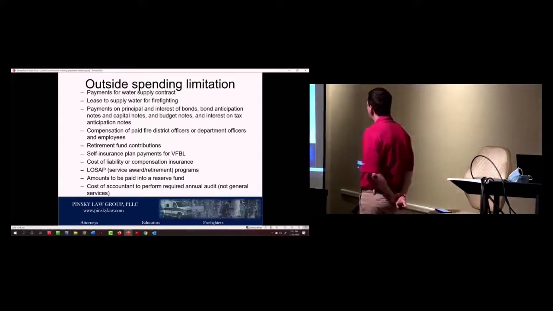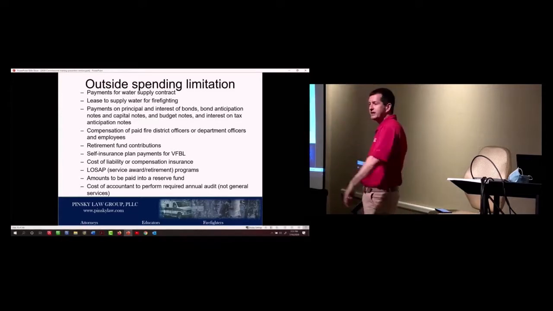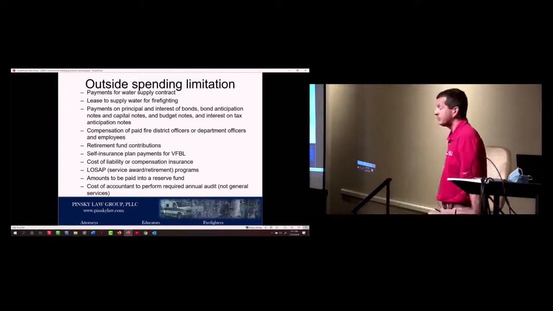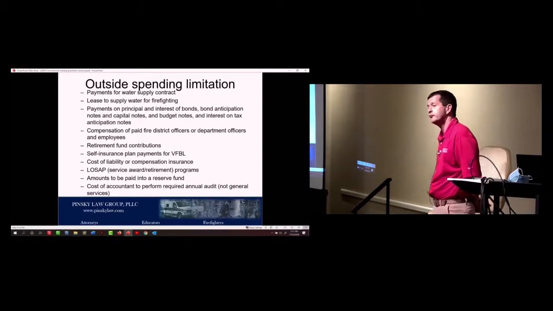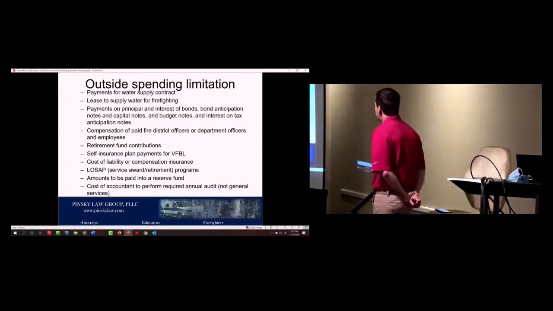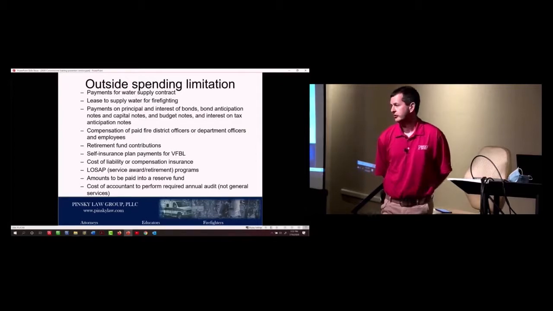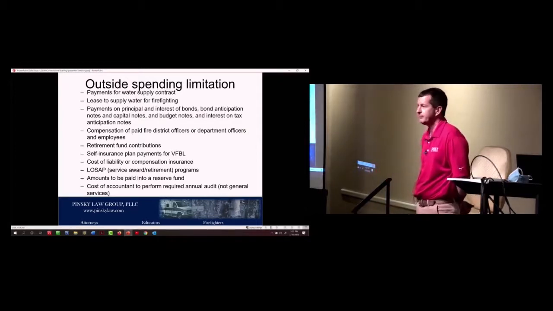Compensation of paid fire district officers, secretary, treasurer, any firemen, whatever, outside the limit. Right? Salaries, outside the limit. That's good. That's a big expense, potentially. Retirement fund contributions, LOSAP, outside the limit. Voters already approved your LOSAP program. Self-insurance plans for VFBL, you don't set those. That's usually the county. Districts don't usually or ever have them. I don't even know if you can, but counties have them.